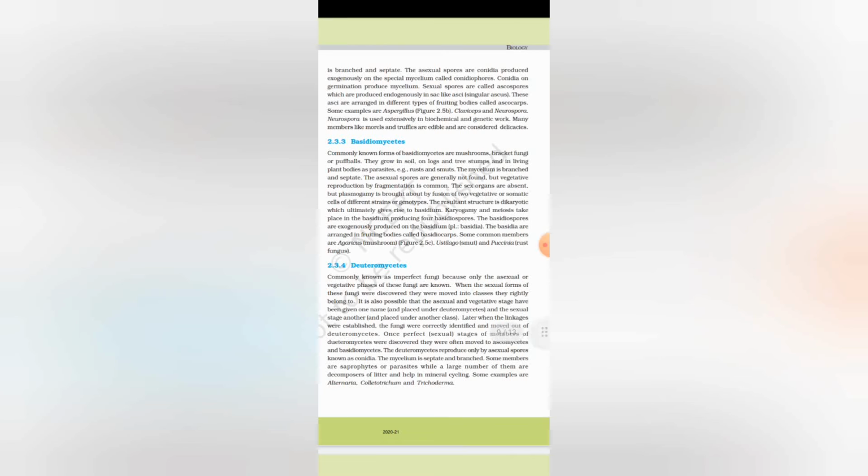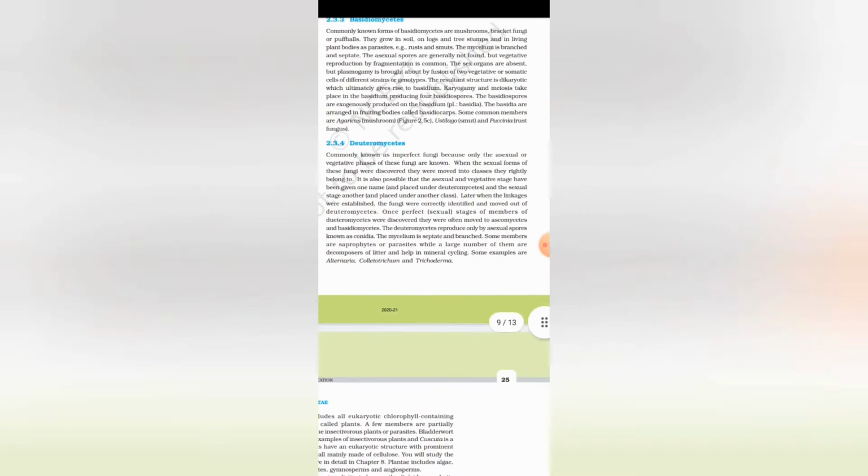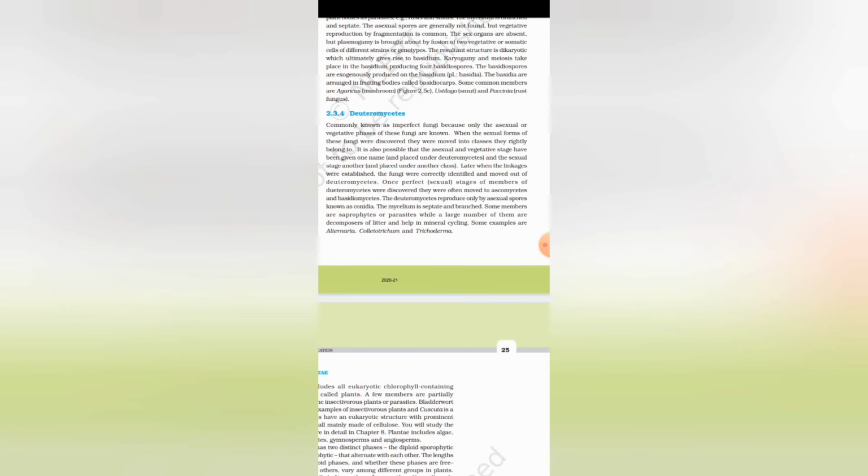2.3.4 Deuteromycetes, commonly known as imperfect fungi because only the asexual or vegetative phase of these fungi are known. When the sexual forms of these fungi were discovered, they were moved into the classes they rightly belong to. It is possible that the asexual and vegetative stage have been given one name and placed under Deuteromycetes, and the sexual stage another name and placed under another class. When the linkages were established, the fungi were correctly identified and moved out of Deuteromycetes. Once the perfect sexual stages of members of Deuteromycetes were discovered, they were often moved to Ascomycetes and Basidiomycetes.